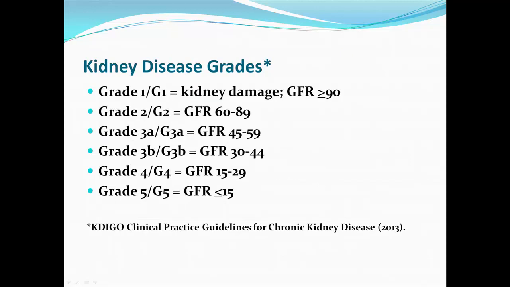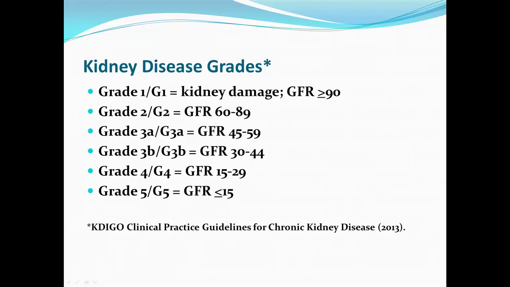So when we look at kidney disease, we grade the severity of the kidney disease. And you can see that the grade of the severity is based on the glomerular filtration rate. As long as the glomerular filtration rate is equal to or greater than 90, they're doing pretty well, but they may have kidney damage, so that would be grade 1. If they have no kidney damage and they have a GFR greater than 90, they don't have kidney disease.